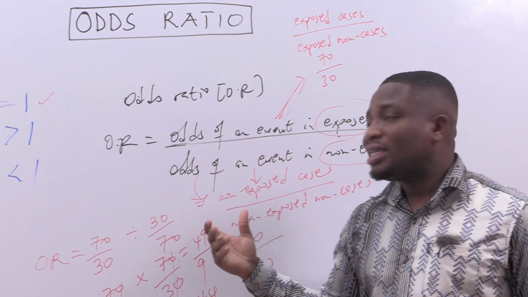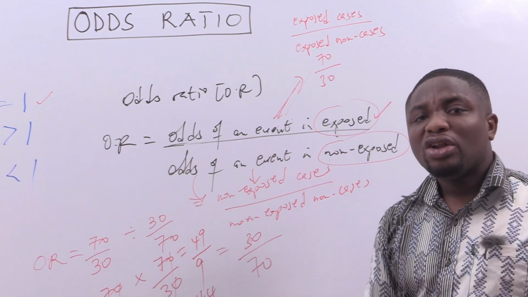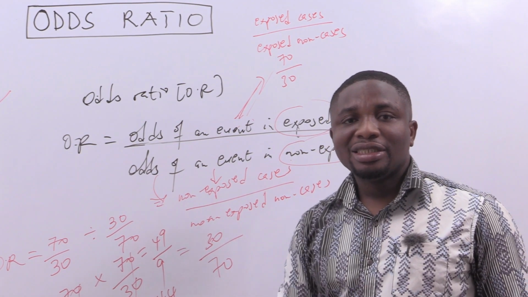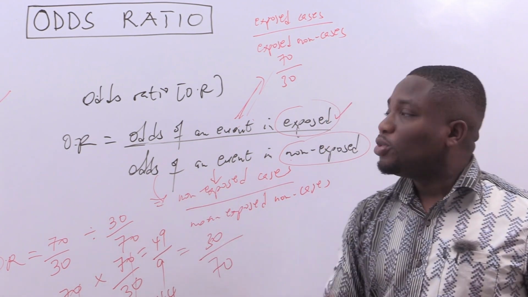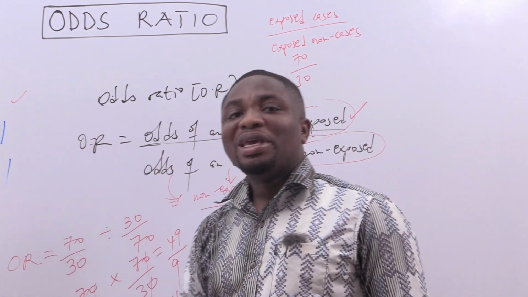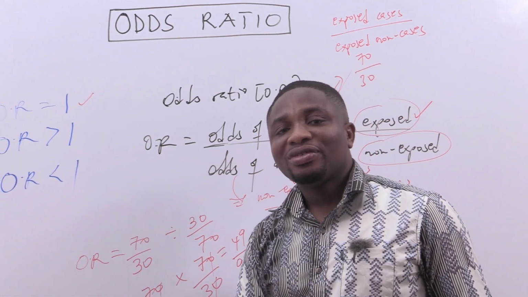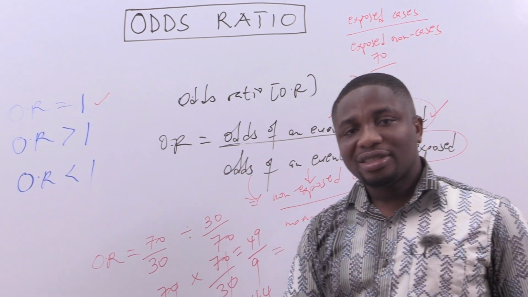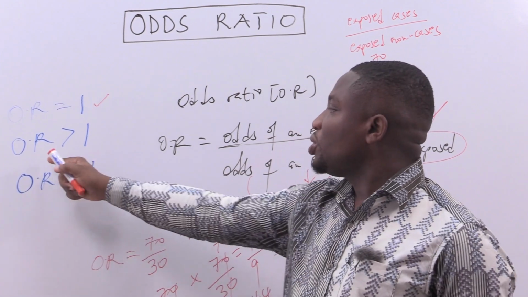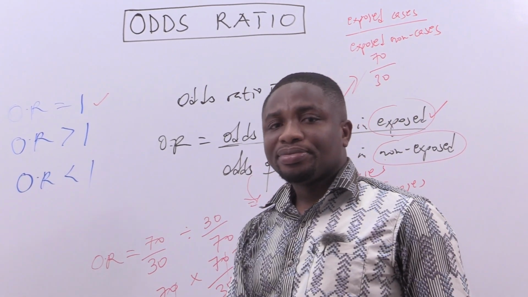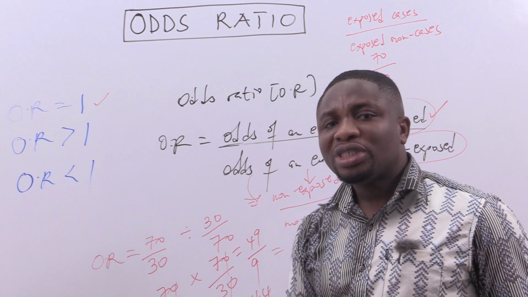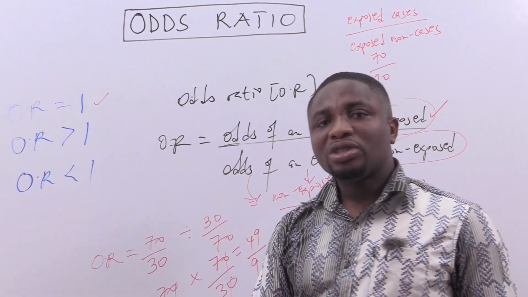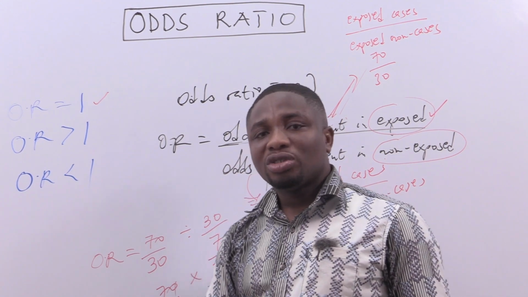And you know, in mathematics, aside from the number 0, any number that is divided by itself will give us 1, except 0, which will be undefined. So based on that, we will say that odds ratio of 1 means that the exposure does not have an influence on the outcome. Now, odds ratio of greater than 1 means that exposure is associated with higher odds of outcome.